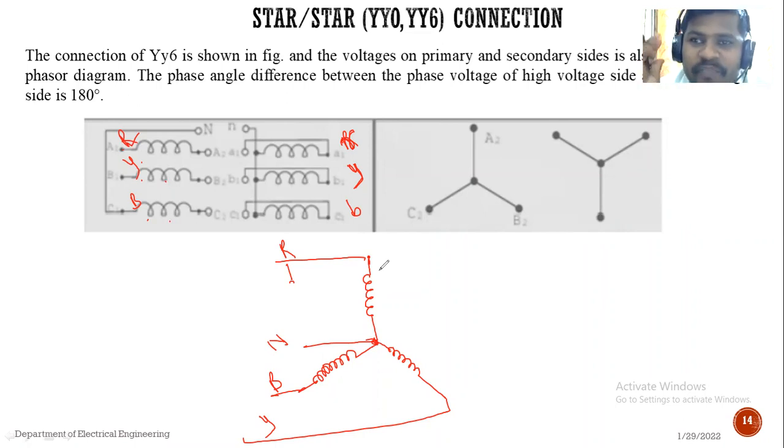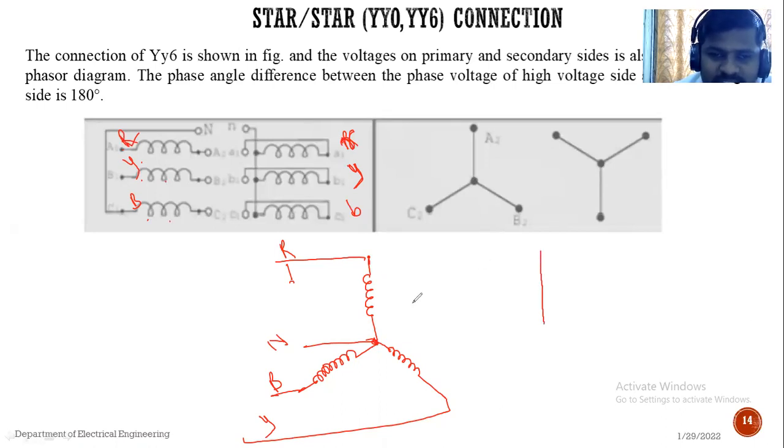because 6 can be represented. That means the secondary voltage is shifted by a 180-degree angle with respect to the primary. The angle between the primary voltage and the secondary voltage will be a 180-degree phase shift. So I will draw a phasor diagram for that. Suppose I am drawing a phasor diagram for this primary. For the primary, if I draw the voltage across the R phase.